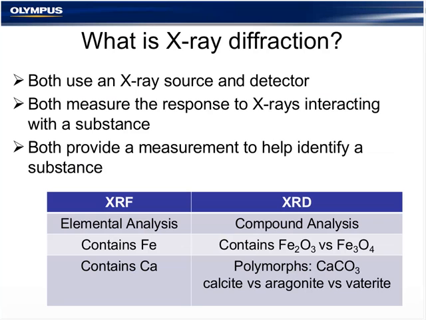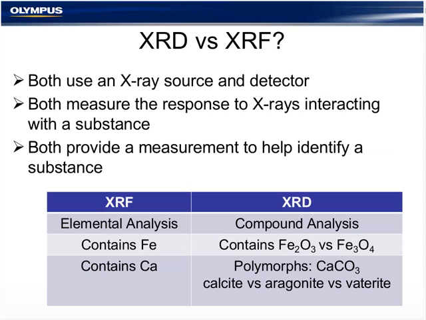The distinguishing difference between the two techniques is elemental versus mineralogy. Both techniques use an X-ray source and a detector. Both measure the response to X-rays interacting with a substance, and both provide measurement to help identify a substance.